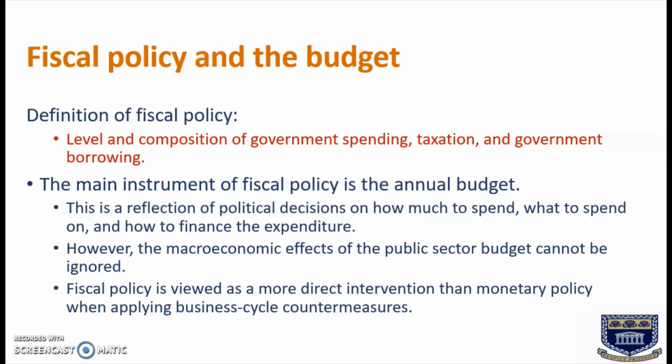Fiscal policy and the budget. Fiscal policy relates to the level and composition of government spending, taxation, and government borrowing. The main instrument of the fiscal policy is the annual budget. This is a reflection of political decisions on how much to spend, what to spend on, and how to finance the expenditure. However, the macroeconomic effects of the public sector budget cannot be ignored. Fiscal policy is therefore viewed as a more direct intervention than monetary policy when applying business cycle countermeasures.